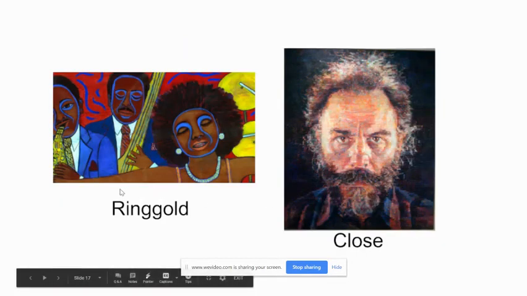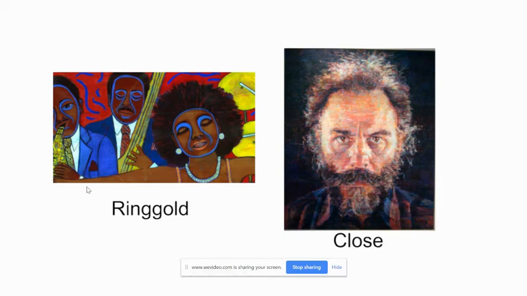This is Faith Ringgold. She's an African-American artist who is currently still alive, as far as I know. She painted on quilts. You might have studied Tar Beach when you were in elementary school. And she also has these very animated paintings as well.